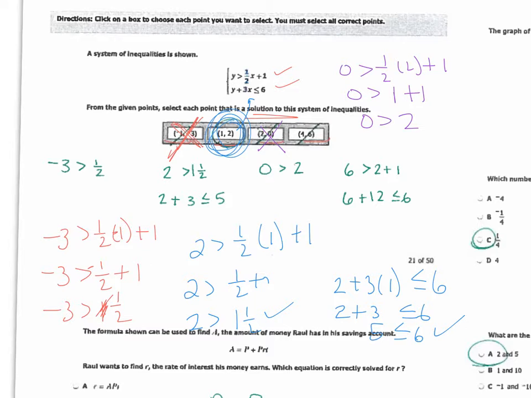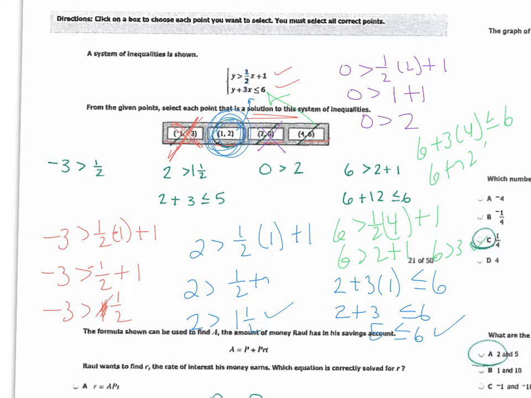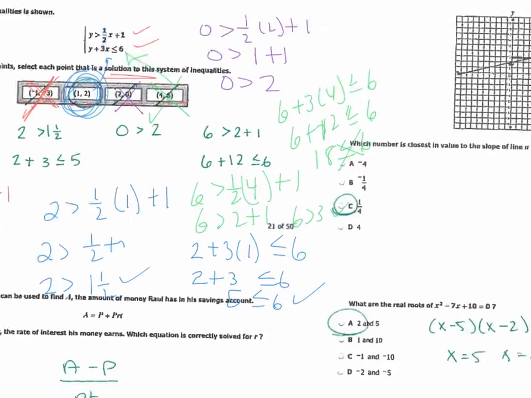let's do this color. I'm going to plug in 6 for y and 4 for x. So 6 is greater than, I have 2 plus 1. 6 is greater than 3. Yes, so now I got to plug it into the bottom one. So 6 plus 3 times 4 is less than or equal to 6. Clean it up. I have 18 less than or equal to 6. No, which is why that's not circled, because you have to say yes, yes.